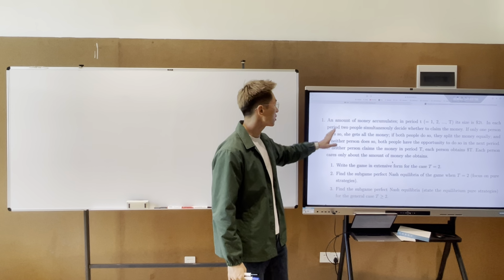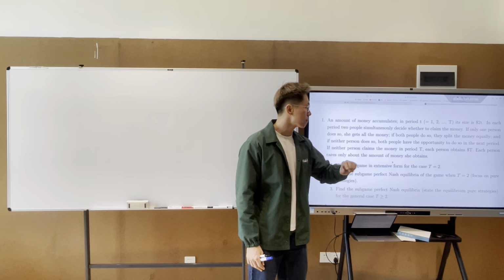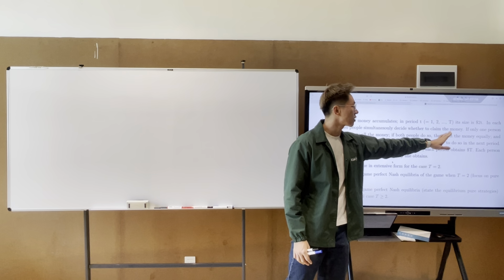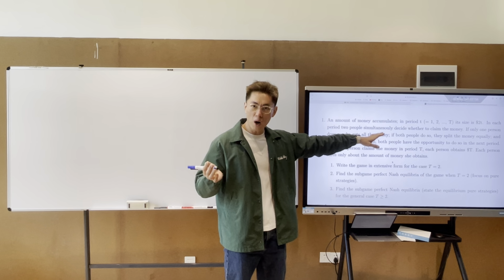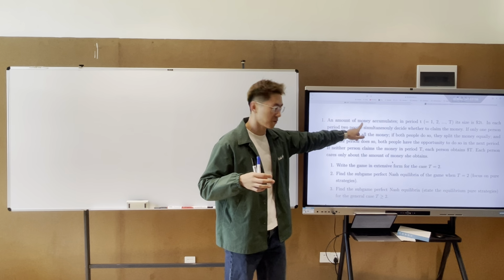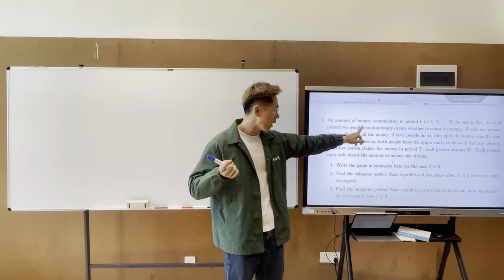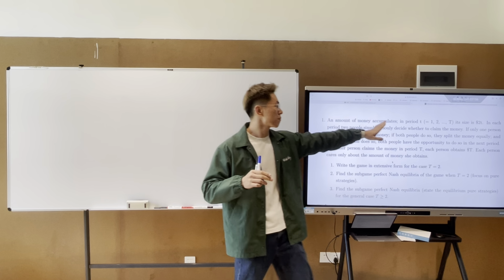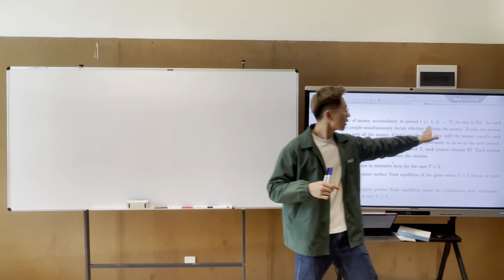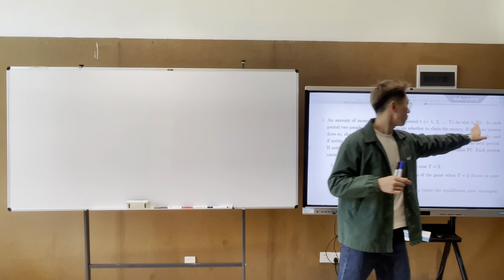Now we have an amount of money that accumulates, and in period t, its size is 2 times t. That means, for example, in period 1, the total amount of this money is 2, right? It's 2 times t, so it is 2. And in period 2, the amount is 4.